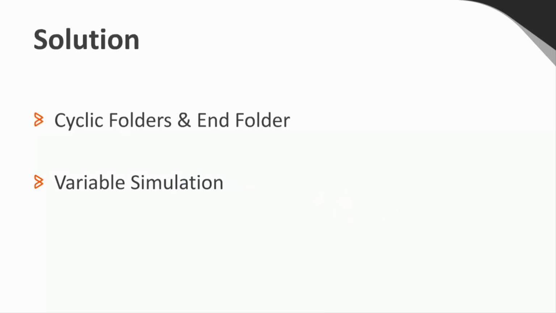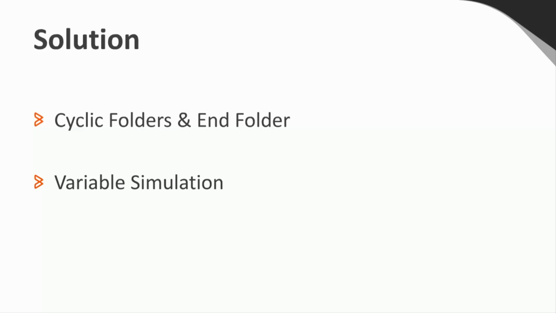The solution for this requirement are the new scheduling features in version 9.0.18. These are cyclic folders, end folder, and variable simulation. Now the smart folders can be defined as cyclic with the same option to be rerun as a regular job. With this, all the jobs inside the smart folder are treated as a single entity. This means that all the jobs in the smart folder will be rerun according to the interval settings defined for the cyclic folder.